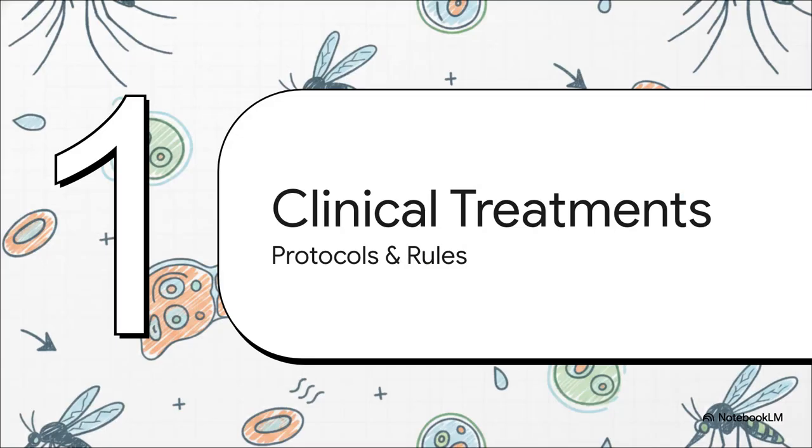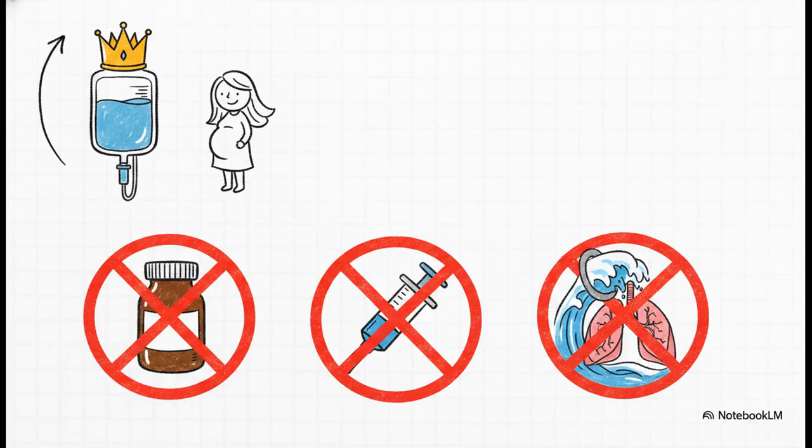All right, on to Section 4, Clinical Treatment Protocols. When dealing with severe malaria, IV or IM artesunate is the absolute undisputed king. It significantly reduces mortality compared to those older quinine protocols, and importantly, it's safe in pregnancy.